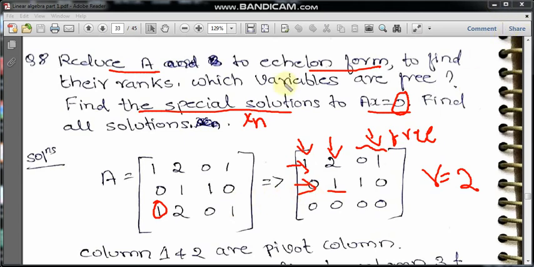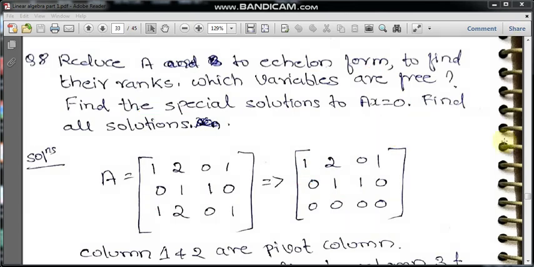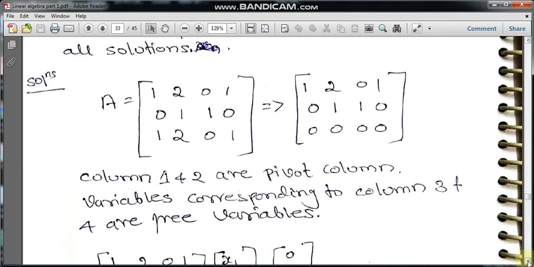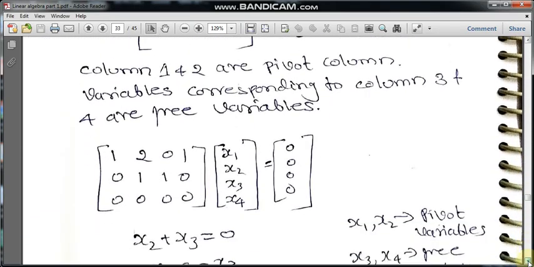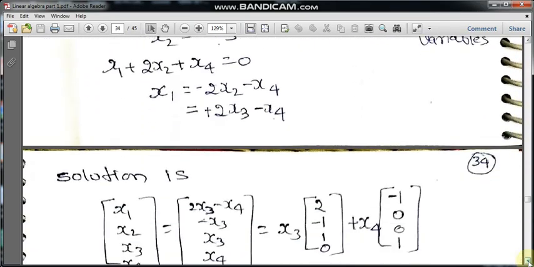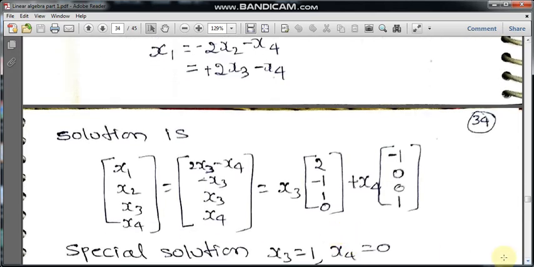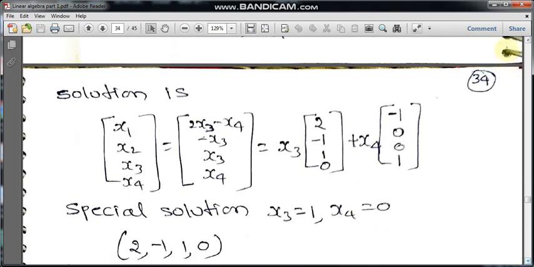And next, what is asked? Find the special solution. So you take this U times x equals to 0, equate it to 0 and find the special solution. First find the null solution from the variables. Here you have the special null solution in x3 and x4. From this you can find out a special solution.